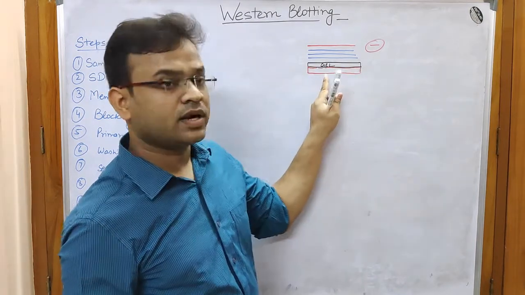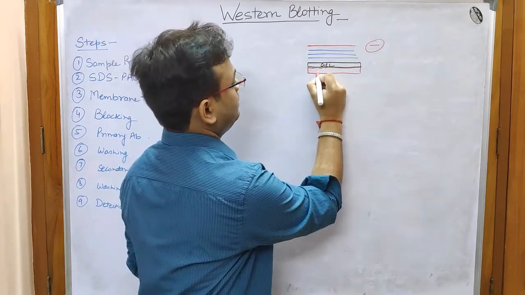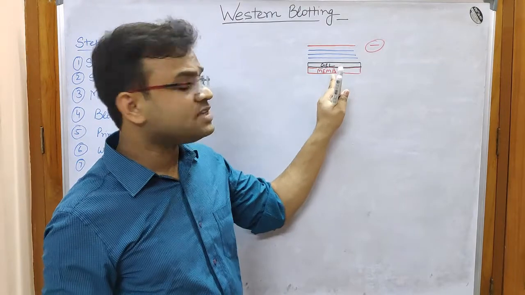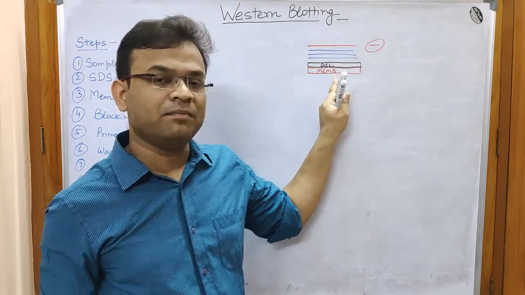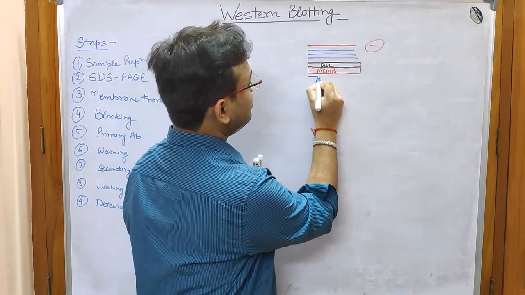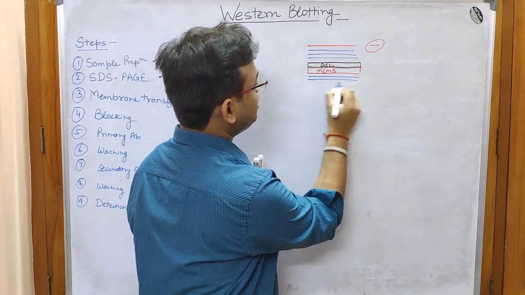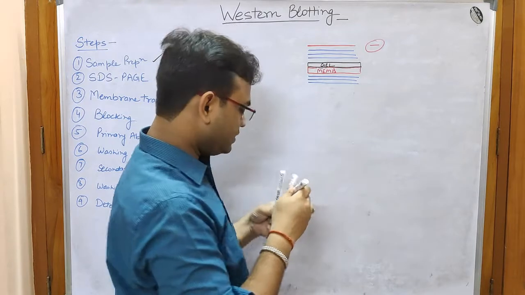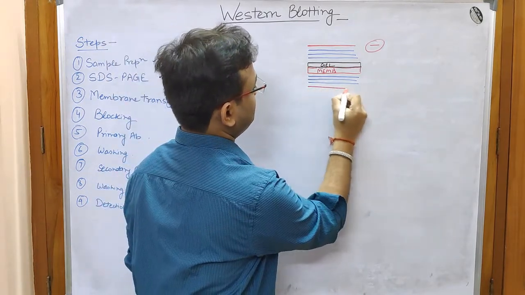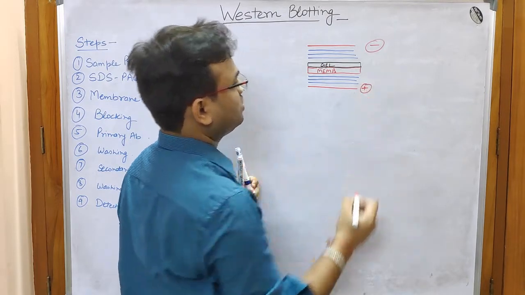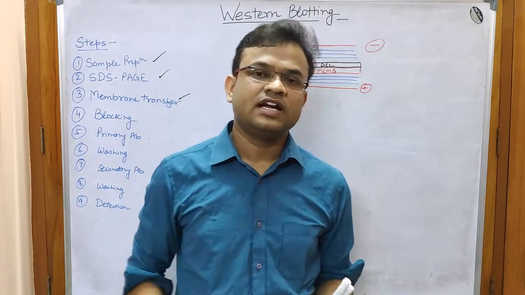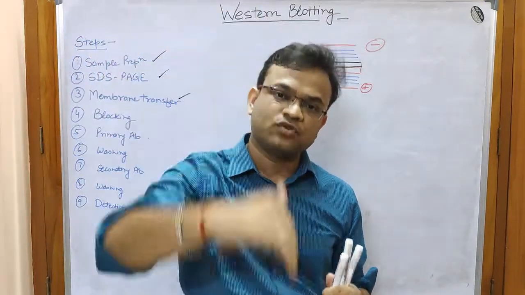Okay, so this red one is the membrane. The gel isn't just in contact with the membrane; you then place another set of filter papers just after the membrane, and then the positive electrode is present. This is the positive electrode. Now you know that electric current basically transfers from the negative to the positive end.